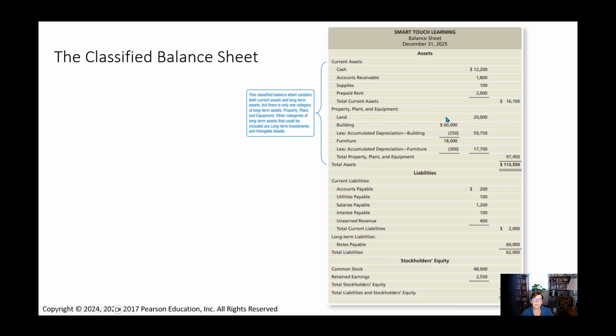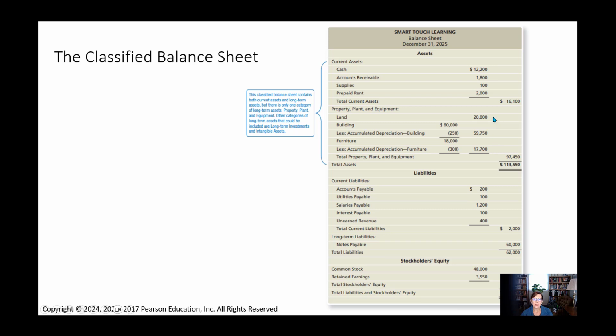Now let's look over here. This is a little tricky. There are a lot of numbers here, right? So let's start with the land. That's easy. That's the cost of the land is $20,000. Now here we have the cost of the building. So the building was $60,000, and we subtract our accumulated depreciation on the building to get our book value, which is $59,750. Then we do the same with the furniture. We take the cost of the furniture of $18,000, we subtract $300 in accumulated depreciation, and that gives us $17,700, our book value for our furniture.